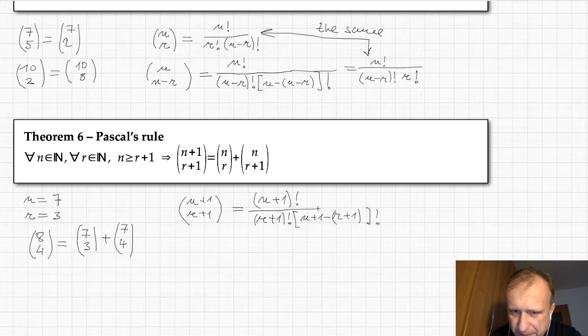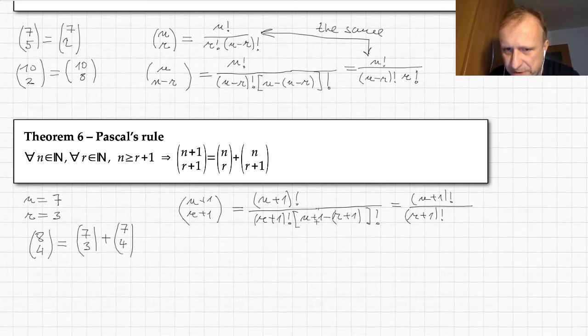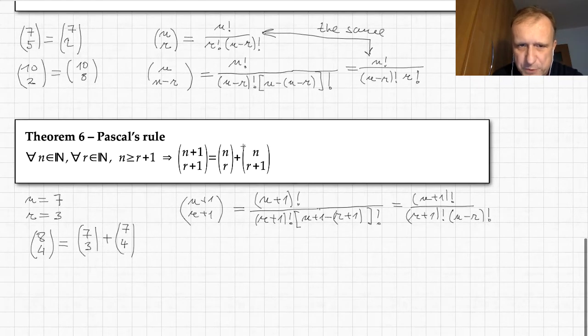Okay, like this. So, according to the definition, this is n plus 1 factorial over r plus 1 factorial. And here I have 1 minus 1, which cancels out, so the only thing that remains is n minus r factorial. I will leave it as it is at the moment, and I will try to evaluate the sum of these two combinatorial numbers on the right-hand side. So n choose r plus n choose r plus 1.